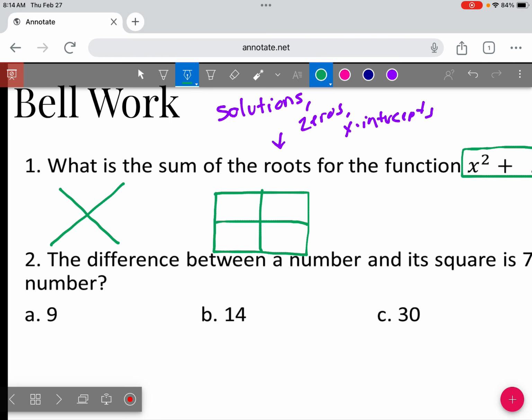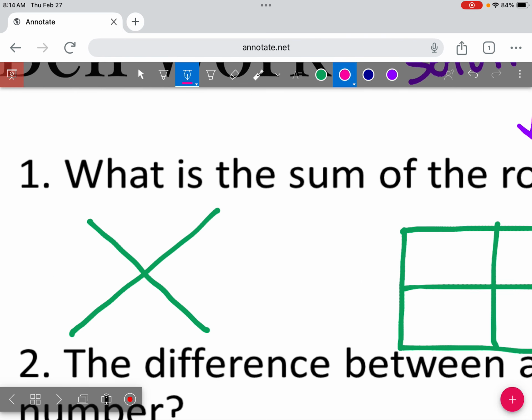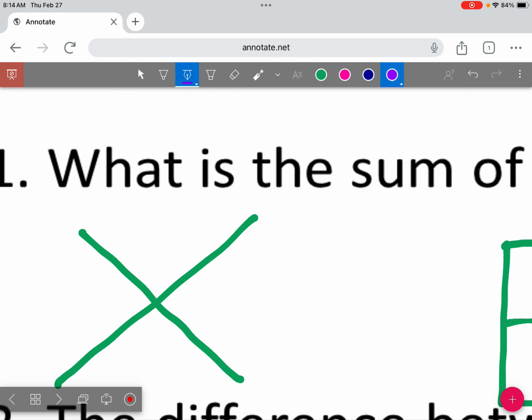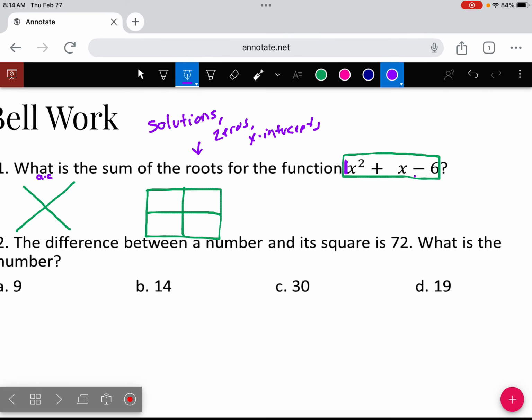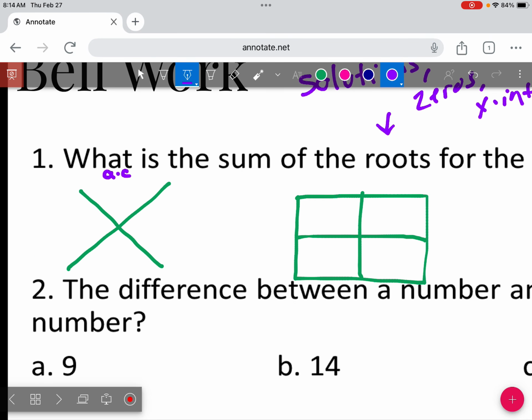So when we're looking to fill in our x-frame to help us figure out what our pieces are, what goes here? What's in this spot? The a times c. So specifically, what is our a times c for this one? The a is the guy in front of the x squared, right? So our 1 times our c, which is our minus 6. So we're going to have a minus 6 up here.